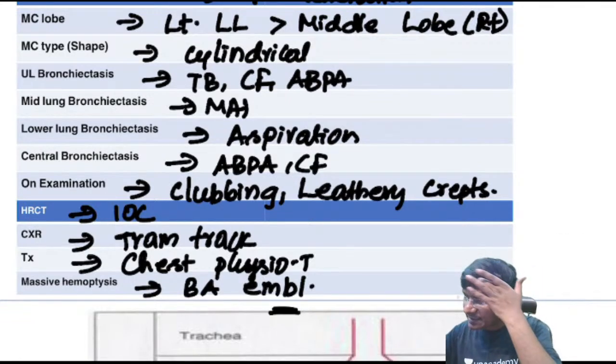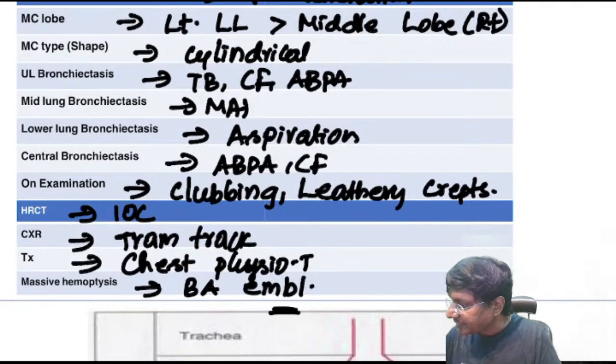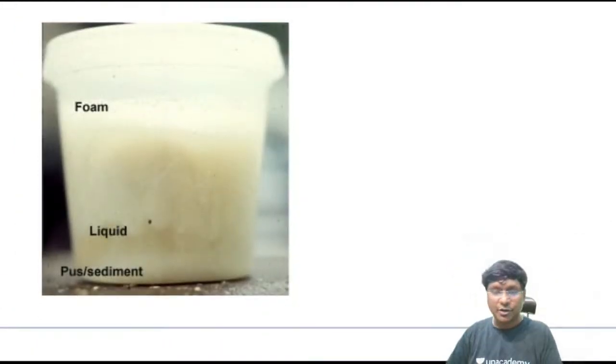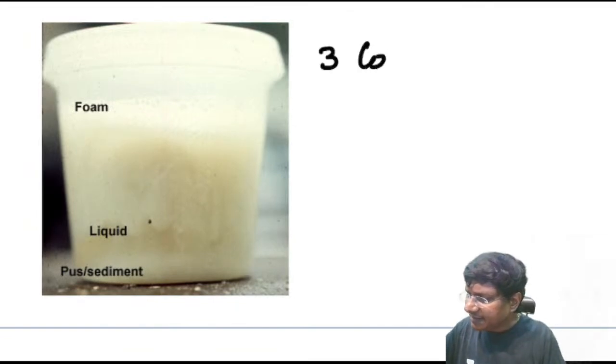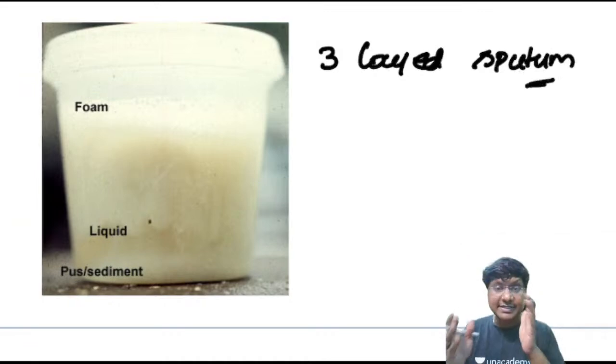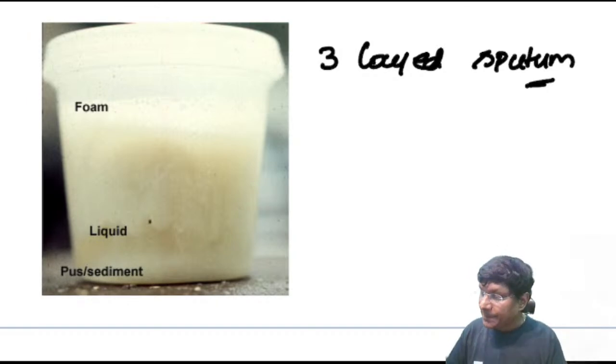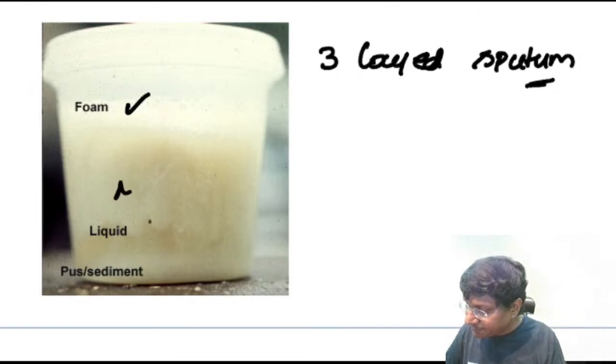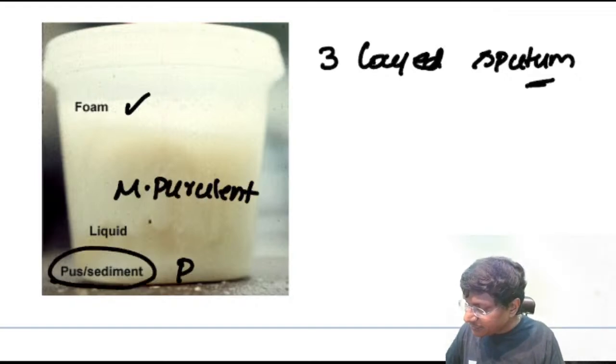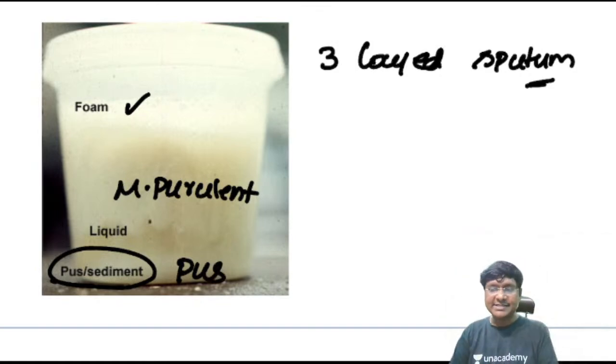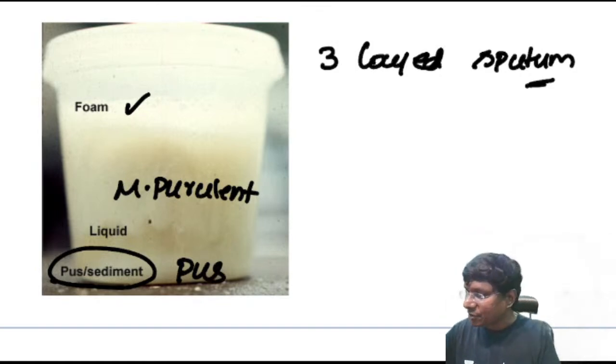Now, let me just show you some of the important images related to bronchiectasis. This is a very important image. They'll have three-layered sputum in bronchiectasis, because these patients have a copious amount of sputum. When you collect this sputum in a flask and keep it aside, you will get three layers: the upper layer has the foam, the middle layer is mucopurulent material, and the lower layer is completely pus.